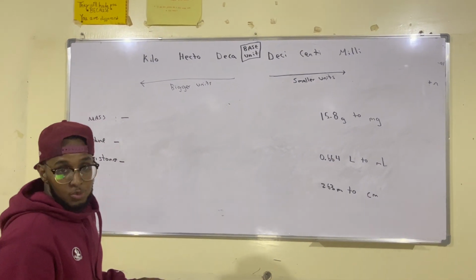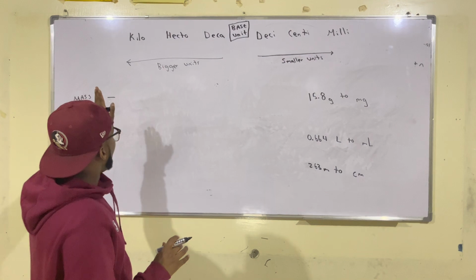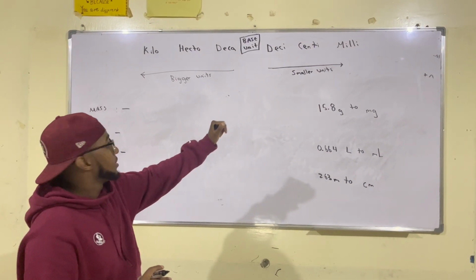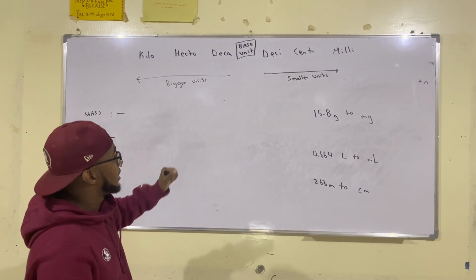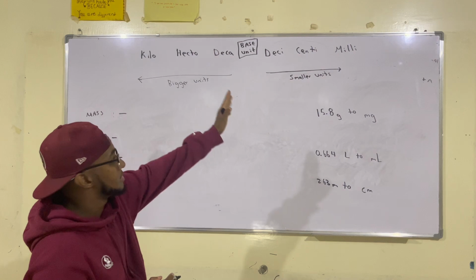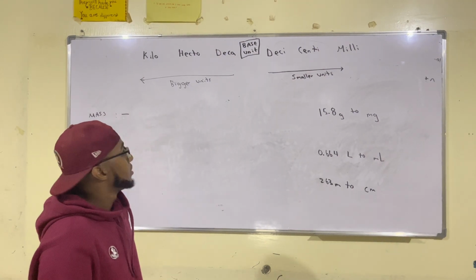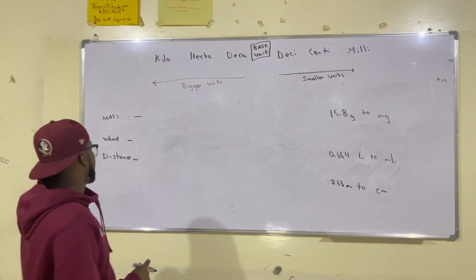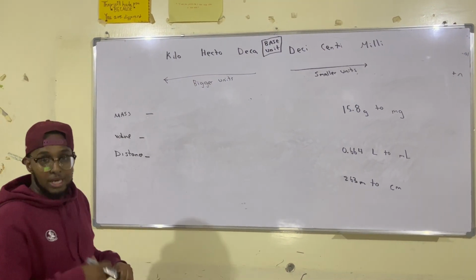Alright, so like I said, within the metric system, they all have the same prefix, right? Kilo, hecto, deca, you have the base unit, which we'll get into more detail, deci, centi, and milli. When I say base unit, what do I mean? What I mean is that within the metric system, there are different types of measurement, right?